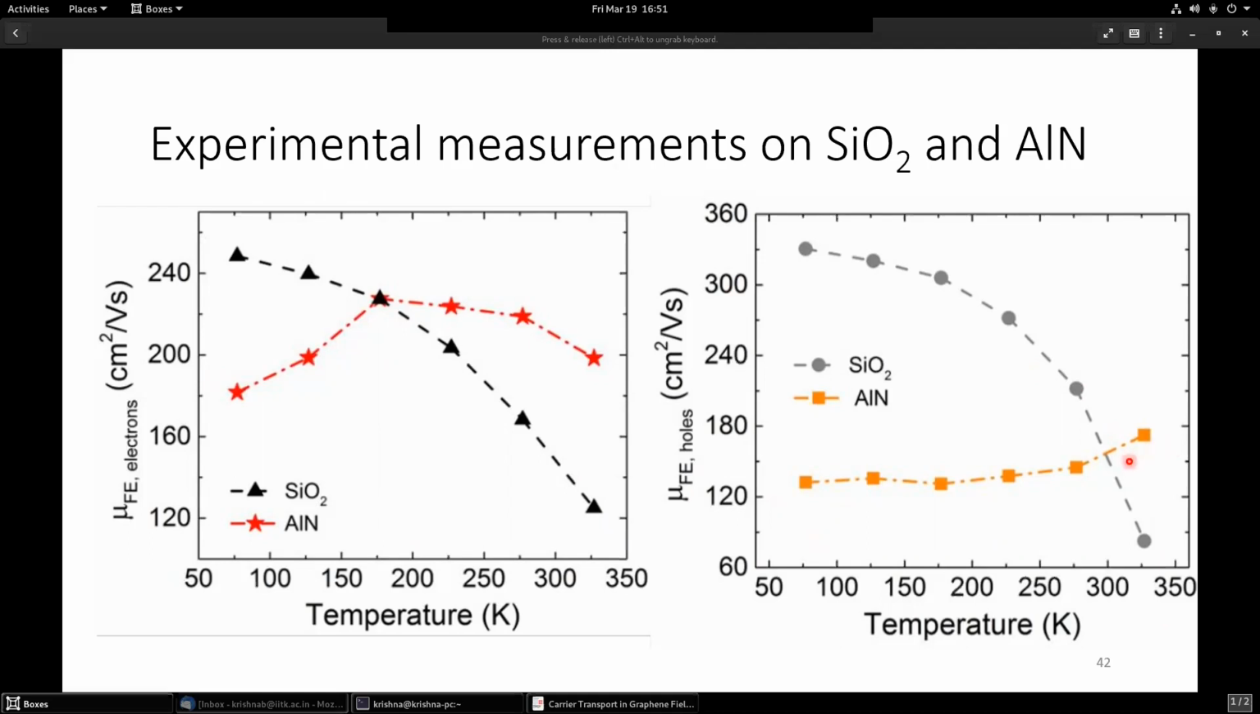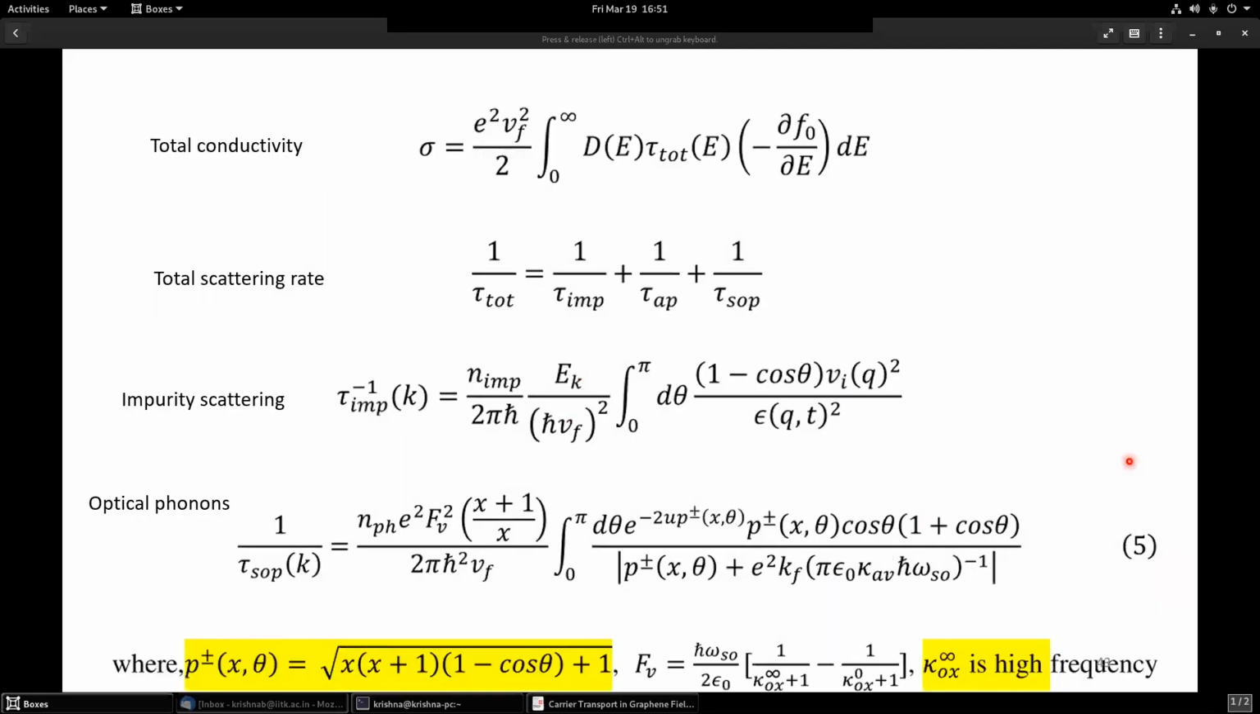For this, obviously, you have to go to the Boltzmann transport. So we expressed the total conductivity in this fashion. This is the Boltzmann mobility calculation machine, right? ∂f/∂E is the change in the Fermi distribution with energy. And this τ total is the total relaxation time calculated from various scattering events. D(E) is the density of states. D(E) times ∂f/∂E tells you how many electrons get changed when you change the energy. v_F is the Fermi velocity.